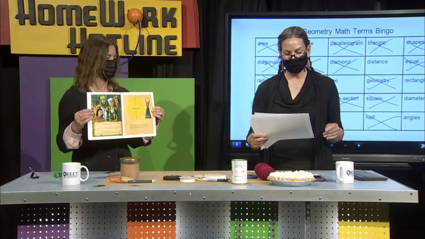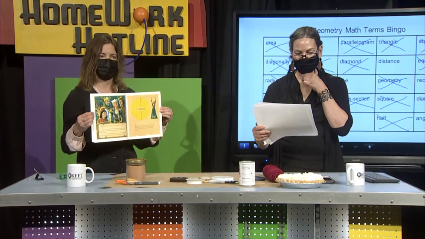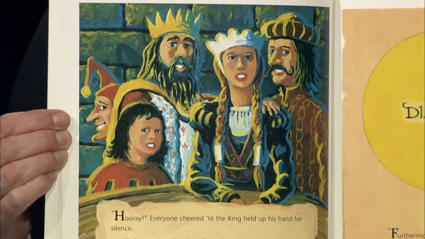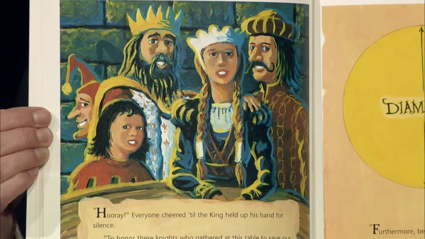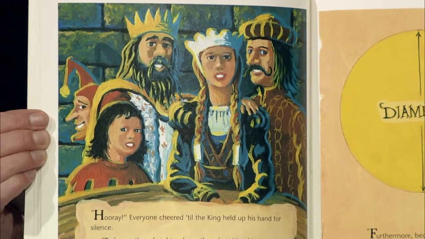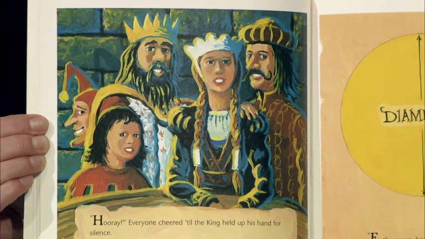Hooray! Everyone cheered till the king held up his hand for silence. "To honor these knights who gathered at this table to save our kingdom, let them henceforth be known as the Knights of the Round Table. Let us thank Circumference and Lady Di and their son Radius. They made this round table possible."